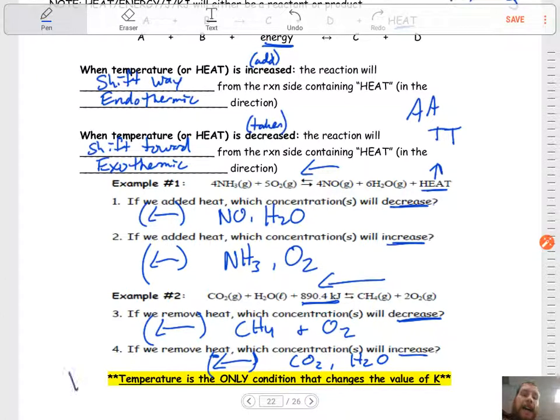Last thing to know is what I have highlighted down here for you. Guys, temperature is the only condition that affects the value of K. Now, K was from our last video or a couple videos ago. Remember, we're only knowing it, guys, just to be aware of how to write a K product. Again, this is more of an AP concept, but I want you guys to know, if you were to see a question like this, temperature is the only condition that will affect the K value.